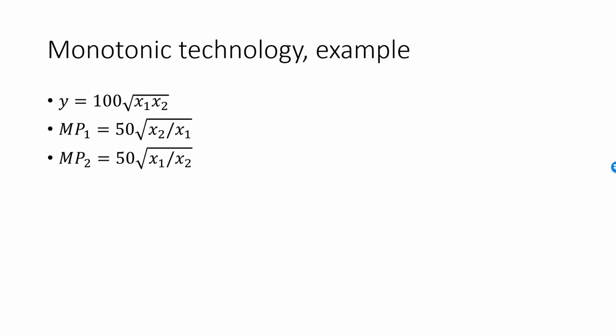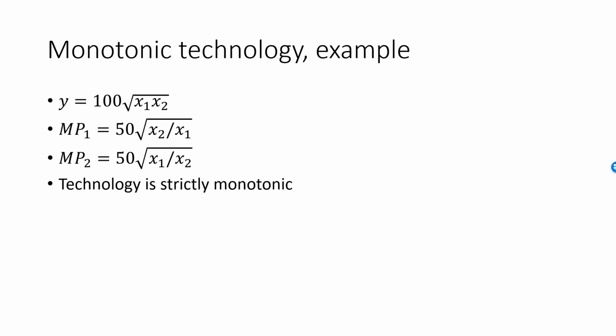You can find this function for an isoquant by starting from the production function and solving it for x2. Here is an example of technology which is monotonic. y is equal to 100 times the square root of x1 times x2. MP1 is 50 times the square root of x2 over x1, and MP2 is 50 times the square root of x1 over x2. MP1 and MP2 are both strictly positive for all values of x1 and x2, except for x1 equal to 0 or x2 equal to 0, and technology is strictly monotonic.